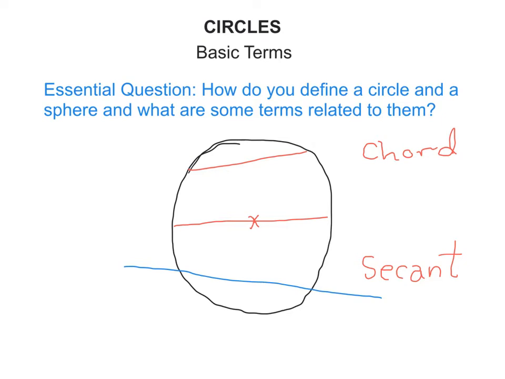Remember, a chord is a line segment whose endpoints are on the circle. A diameter is a special chord that goes through the center. And a secant is a line, not a segment, that cuts through the circle.